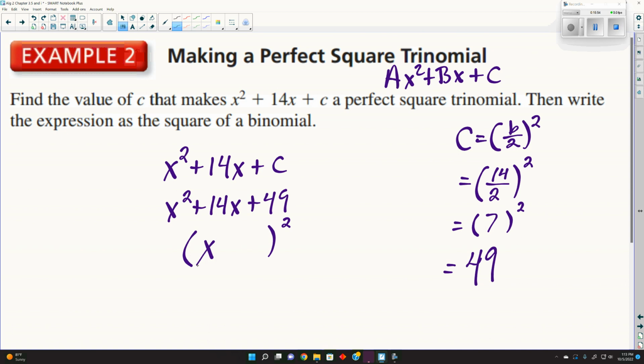Now we need to figure out what number goes in there with it. If we were doing the factoring, we would have our two sets of parentheses. Since the 49 is positive, the signs are the same and they match the sign of the middle term, which would be positive, yes? And yeah, it would be 7 and 7 because we want them to be the same.